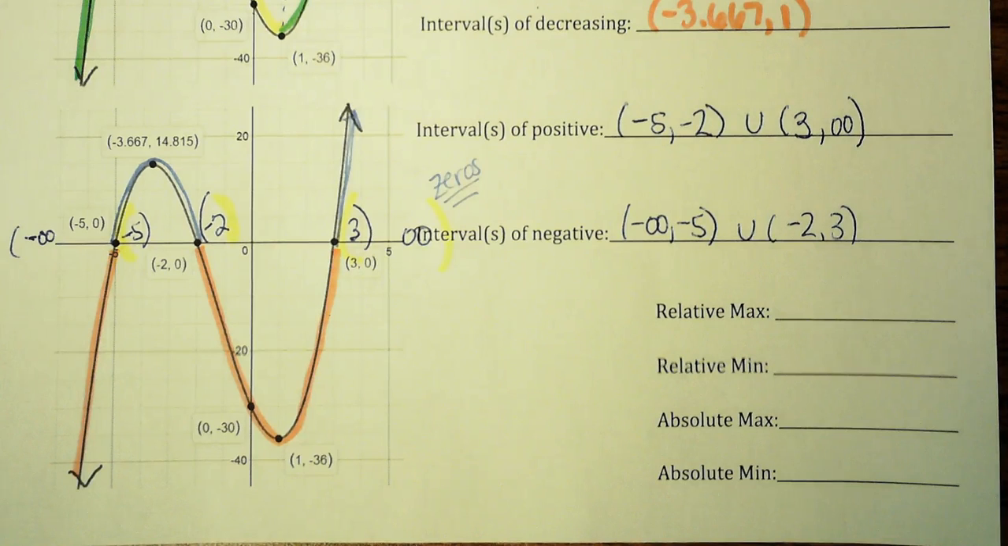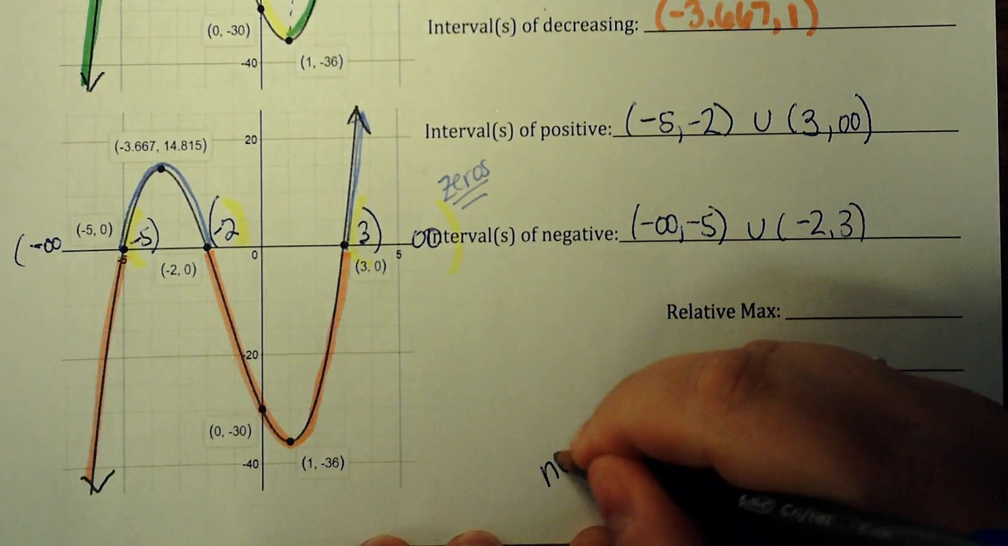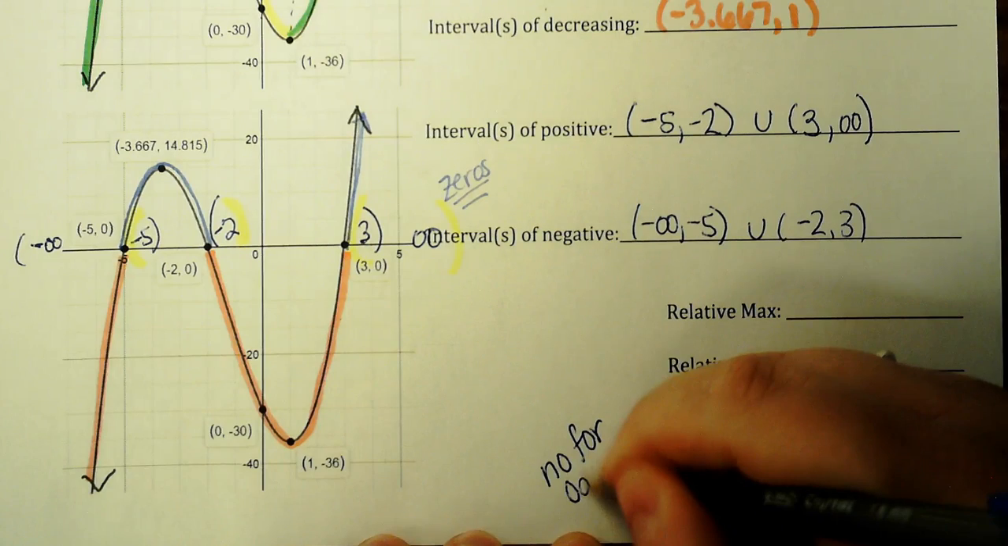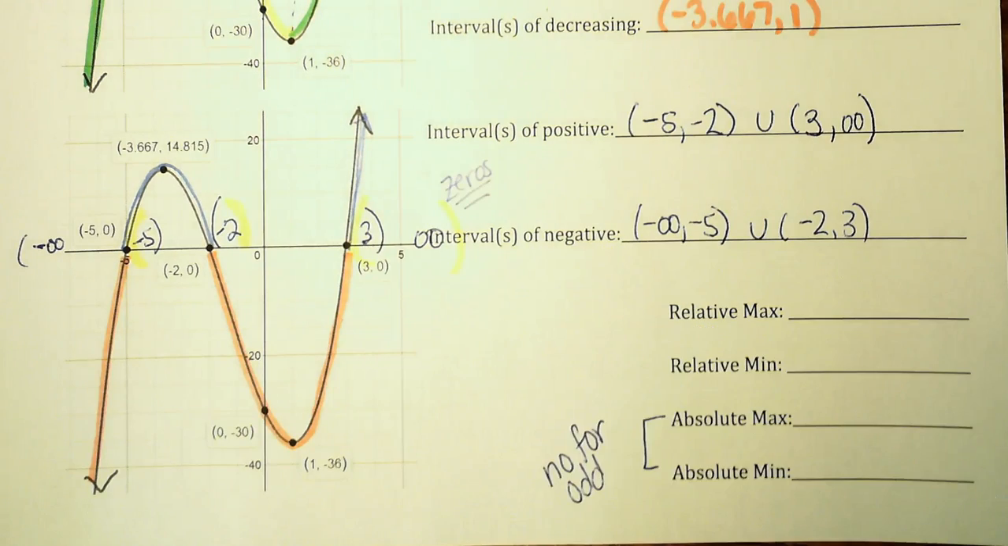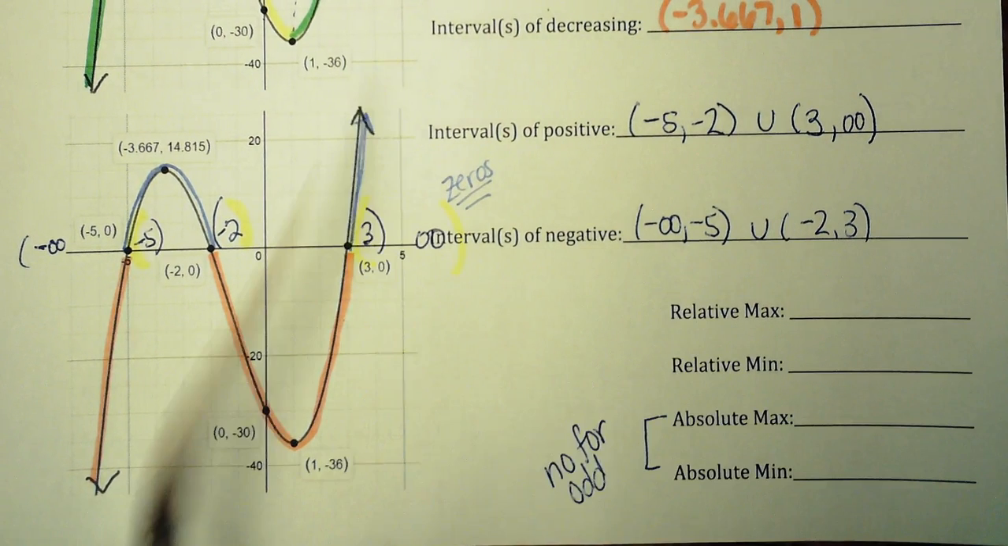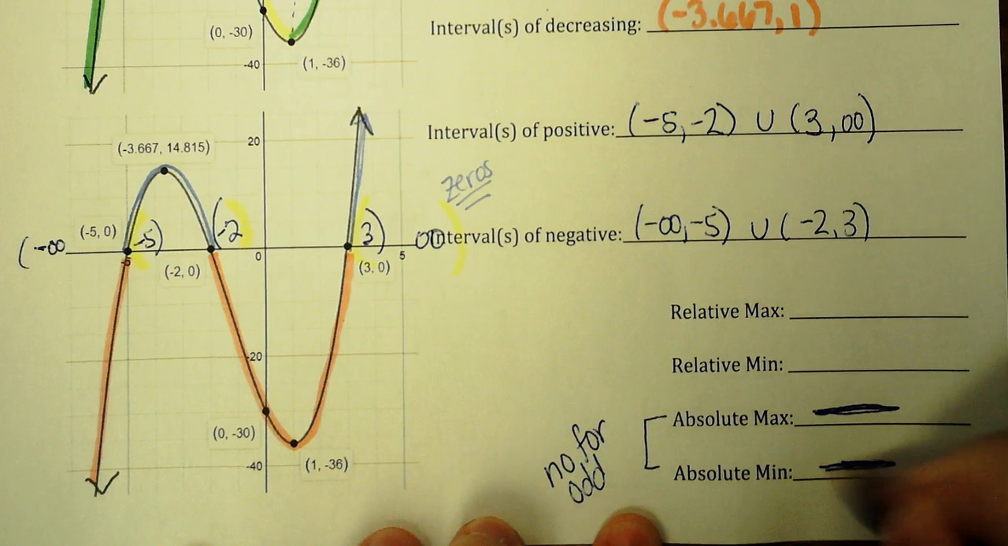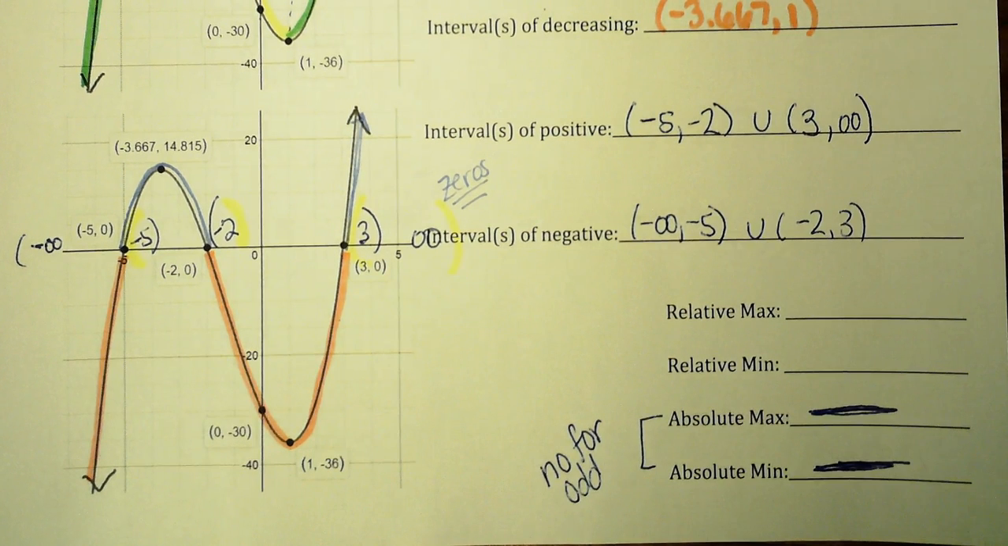Okay, now relative max and min and absolute max and min. So remember, if you have any type of odd function, so the ends go in opposite directions, this end points up to infinity, this points down to infinity. So if you're going to infinity, your absolute max and min don't exist here. So you can write none or not applicable or just draw a line through it.